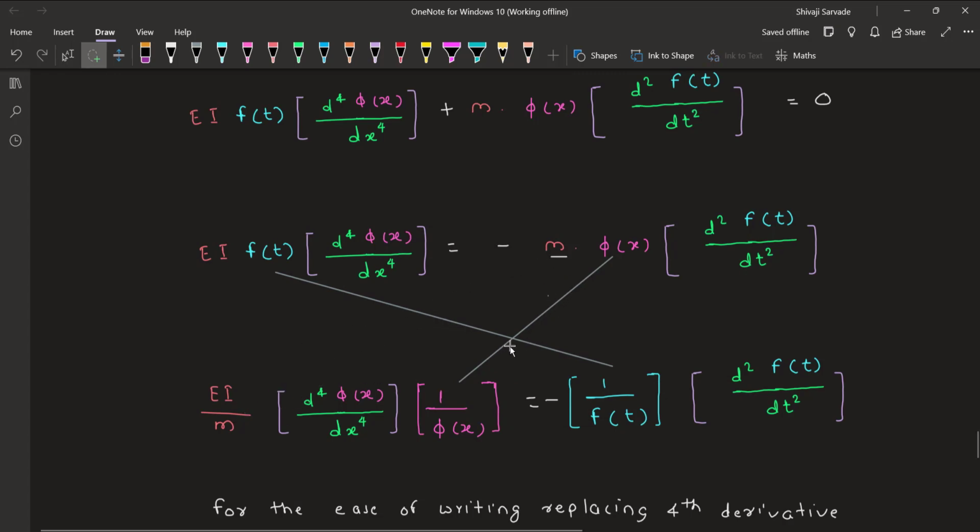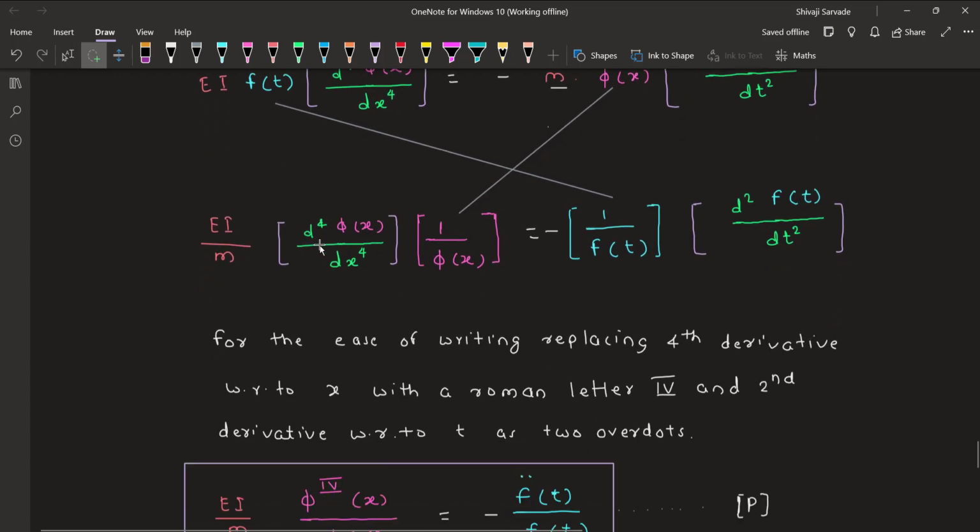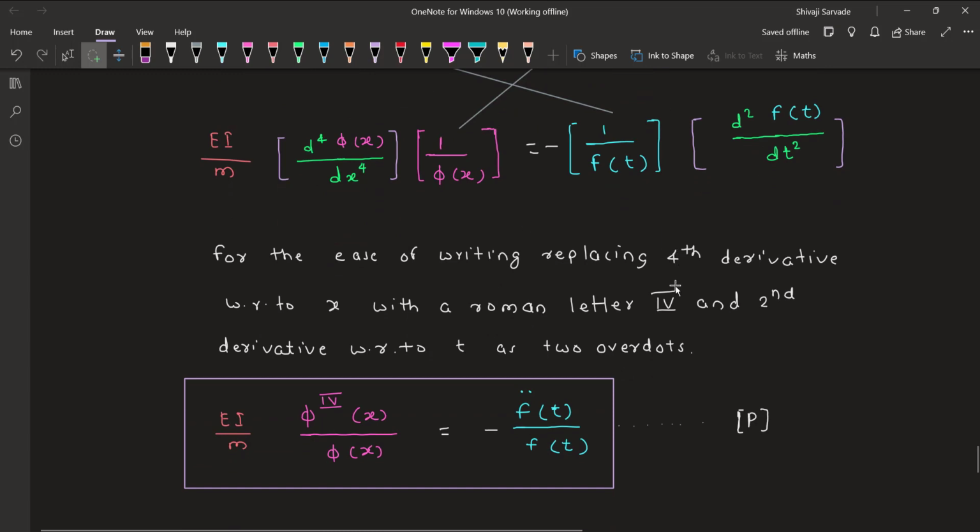So this m from here comes here, and then we have φ(x) coming to the left hand side, so again it will go in the denominator, so it becomes 1 upon φ(x). And this f(t) we are sending to the right hand side, and this term as it is, d²f(t)/dt², and this f(t) goes in the denominator again. This minus stays as it is, so this becomes 1 upon f(t) into d²f(t)/dt².